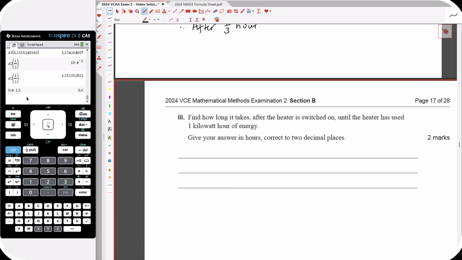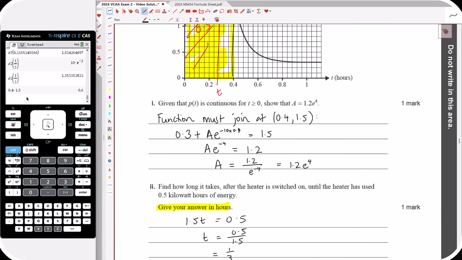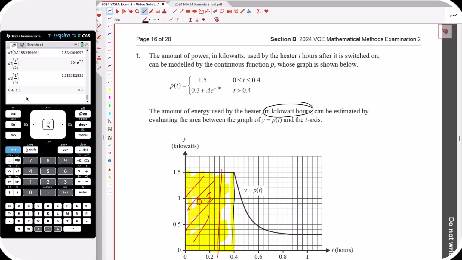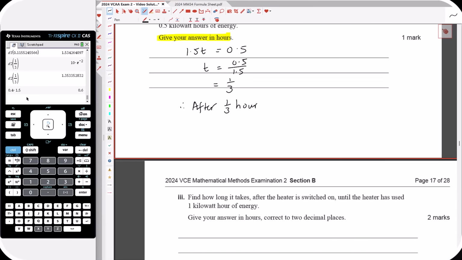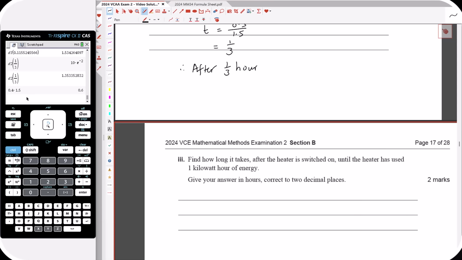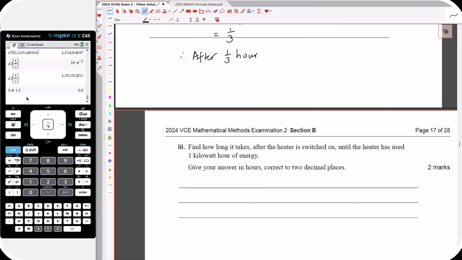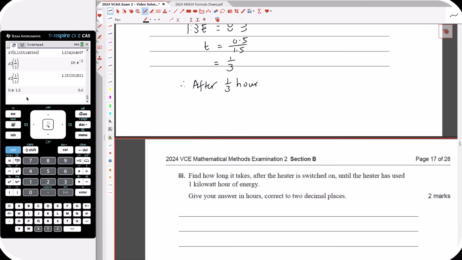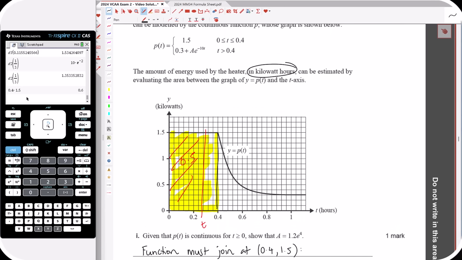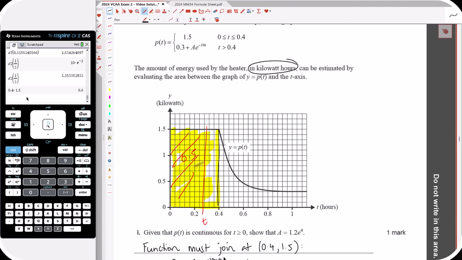Okay, so find how long it takes after the heater is switched on until the heater has used 1 kilowatt hour of energy. So again, that's about the integrals. So the integral is measured in kilowatt hours. The function itself is just measured in kilowatts. So we want to work out when the area is 1, okay, but we've already thought through the fact that this yellow bit of area is 0.6, and so therefore we can now just think about the second part of the function from here to where that area there is 0.4.